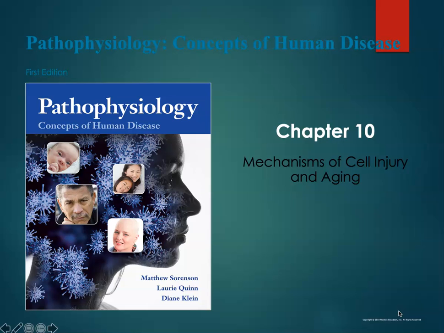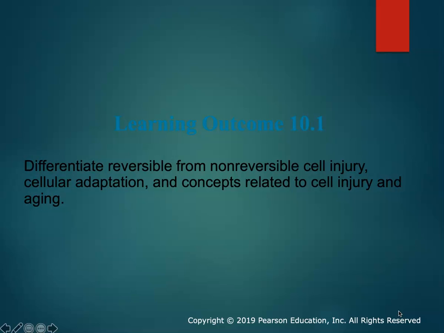Okay, so these are the mechanisms of cell injury and aging. All right, so the first learning outcome is to talk about the difference between reversible and non-reversible or irreversible cell injury, talk about cellular adaptation, and just some concepts that are related to cell injury and aging.